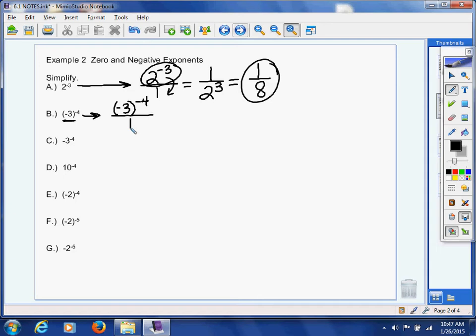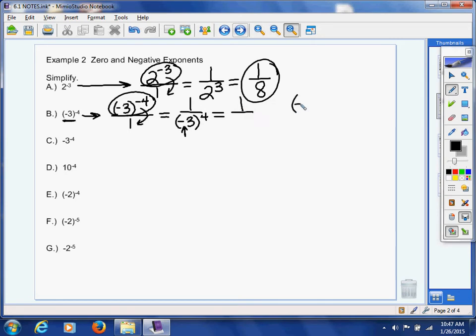And then if I want to make that negative 4 exponent positive, I need to bump it down. So then I'm just going to leave 1 over negative 3 raised to the positive 4. Because I bumped it down to the denominator, the negative 4 exponent becomes a positive 4 exponent. Now I didn't change the sign of the negative 3. I changed the sign of the exponent. That's what's got to change when you move it. Okay, so now I need to simplify negative 3 raised to the 4th power.